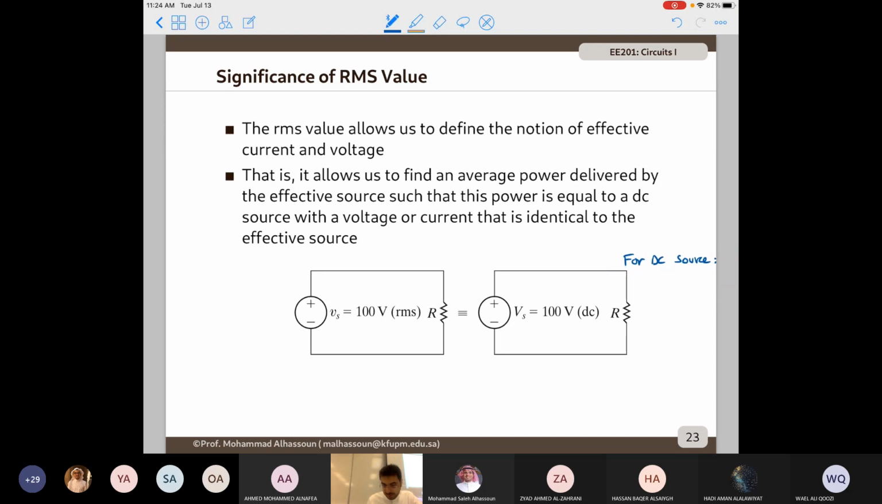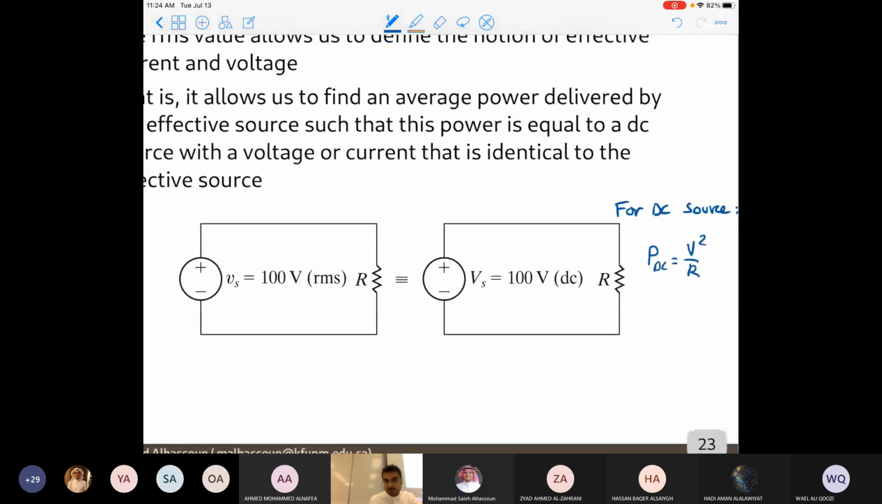So it's going to be P DC equals V squared divided by R, right? From Ohm's law. This is what we know. So what's the average of this one?